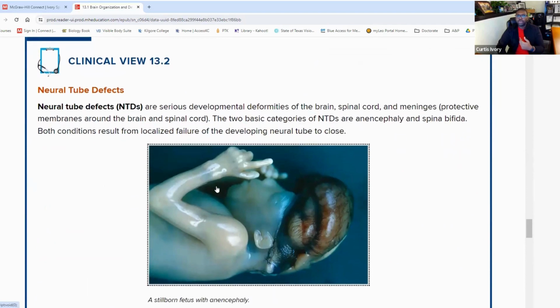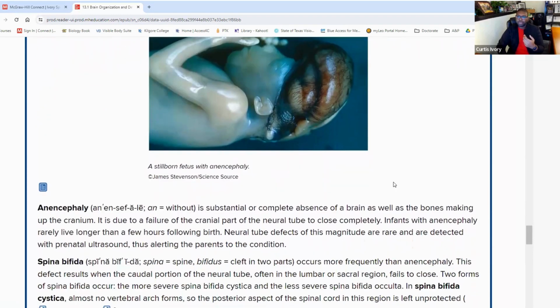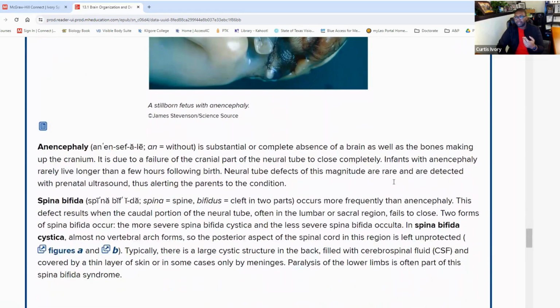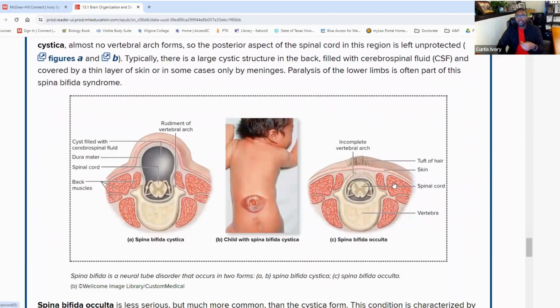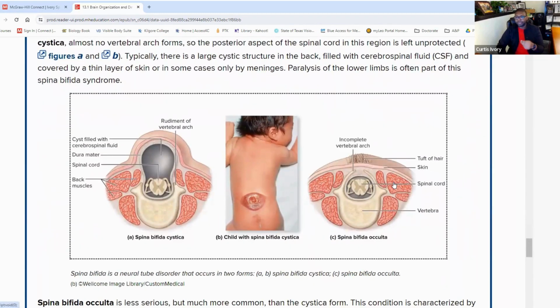So we can have what are called neural tube defects. Essentially, during development, some things can go wrong, some things may not code correctly, or deformities can occur. So there are a few things that can occur. And remember, development is a very crucial time because there are so many cells that are dividing and reproducing. You can end up with something called spina bifida.